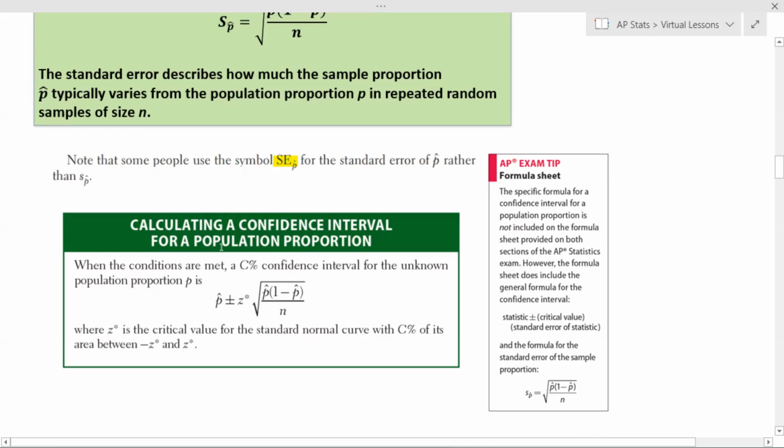Okay, so here it is. Here's how we calculate a confidence interval for a population proportion. When the conditions are met, a C% confidence interval for the unknown population proportion p is p hat, that's your sample proportion, plus or minus z star, the critical value, times the standard error of p hat. Where z star is the critical value for the standard normal curve with C% of its area between negative and positive z star.